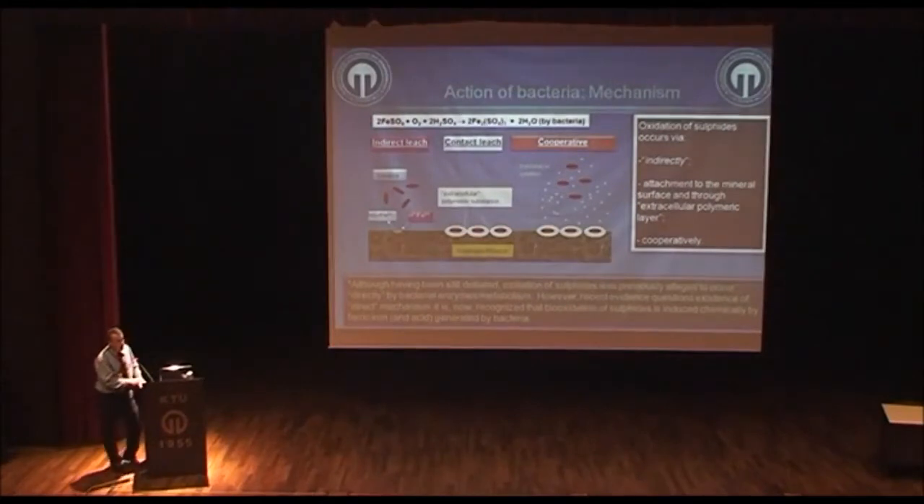There has been a lot of debate over the years about the mechanism of bacterial oxidation. Some claim that the oxidation process can occur directly, which means bacteria stick to the surfaces and metabolize the mineral, but recent work showed that there is actually no direct action of bacteria. It's purely chemical, which means the role of bacteria is the oxidation of ferrous iron to ferric iron, in other words, generation of ferric iron in the system, and the ferric iron attacks the mineral.